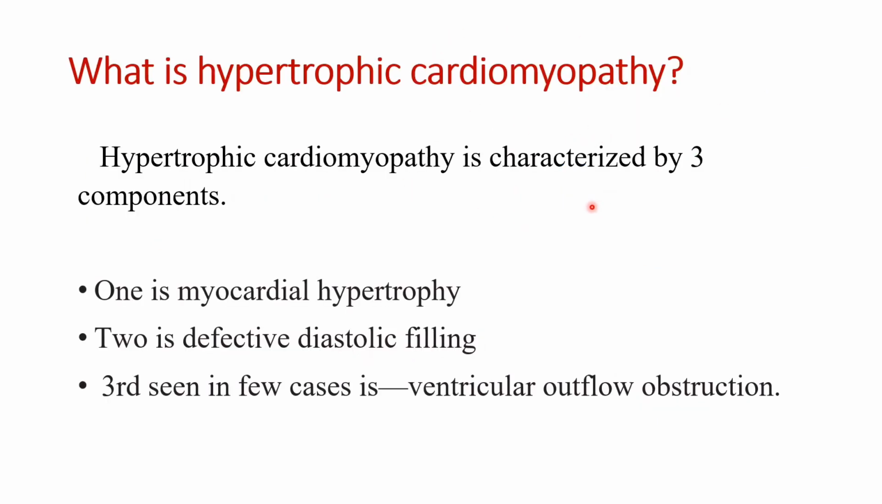It is characterized by three components. So, what are these three components? One is myocardial hypertrophy. Hypertrophy means increase in the size of the cell. Second, it is defective diastolic filling. That is, in between the contractions, when the blood has to fill inside the chamber, that is defective. And third is ventricular outflow obstruction. Blood that has come into the ventricle is unable to completely empty out because there is outflow obstruction.